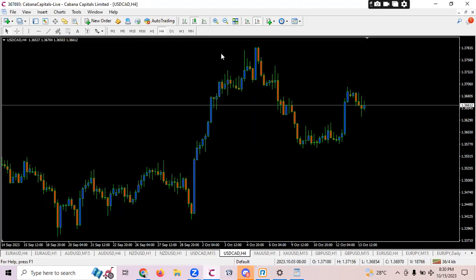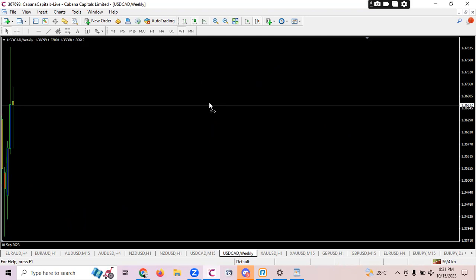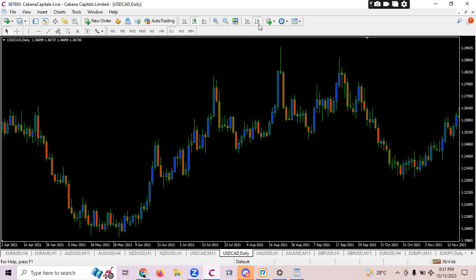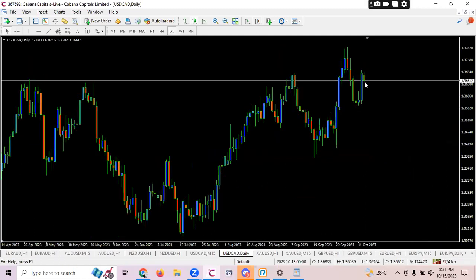So what do we have on USD CAD? Let's start with it. What we have here, last week closed as what you can call an angry man. The previous week closed as a shooting star, a bullish shooting star, and this angry man is a bearish angry man. Let's go to daily. You can see last Friday's candle closed as a bearish candle. It looks like an angry man.